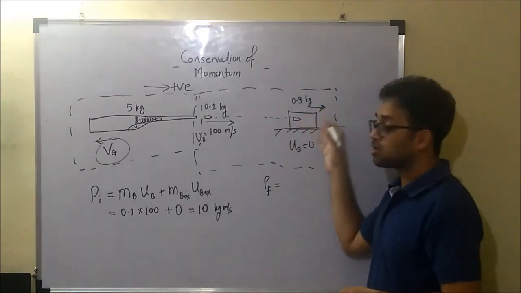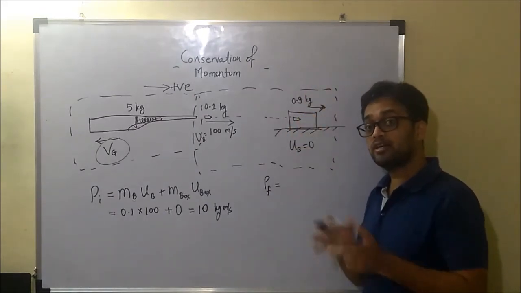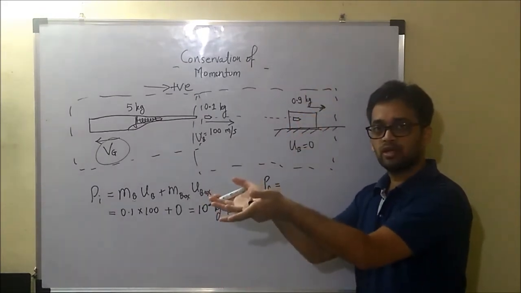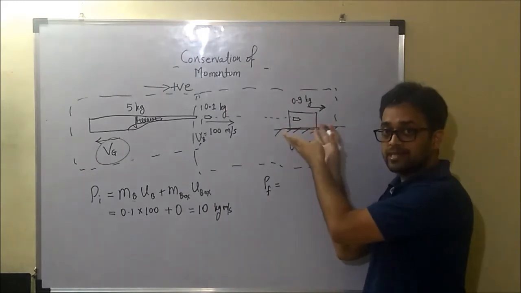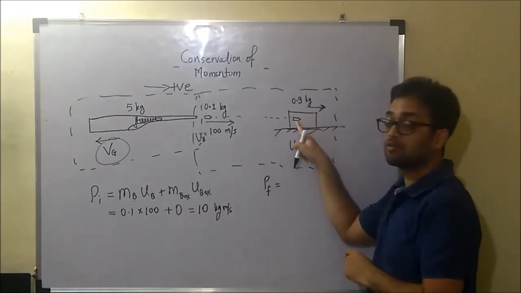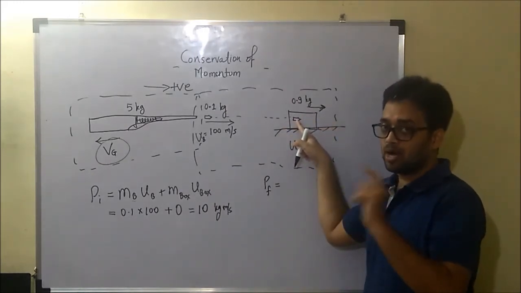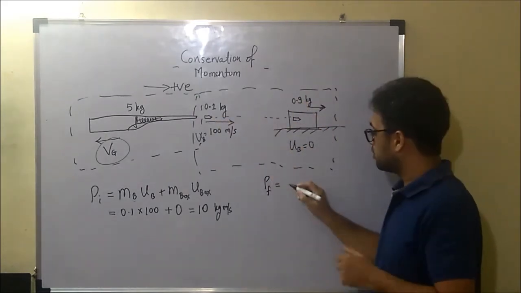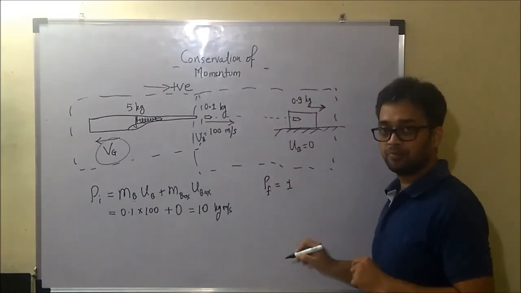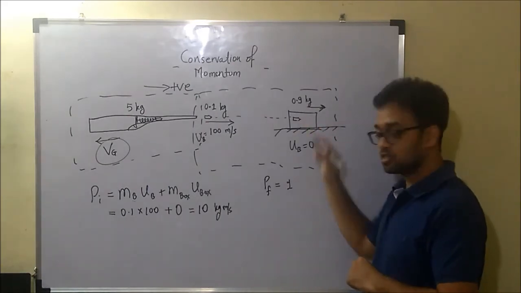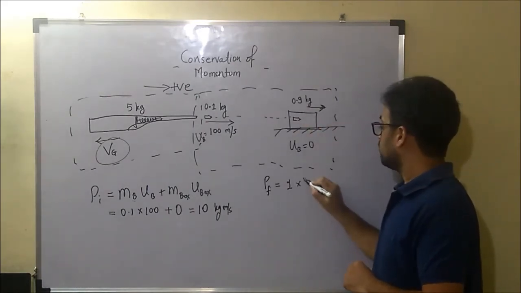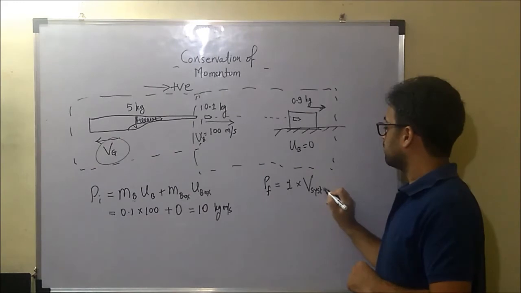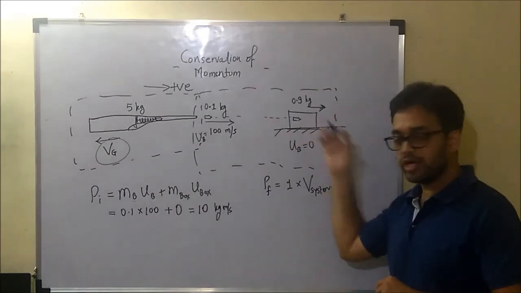Now, what is the mass of the system? The bullet and the box, they are together moving. So I can take the entire thing as a system. How much is the mass? It is equal to mass of the bullet plus the mass of the box, which is 0.9 kilogram plus 0.1 kilogram, which makes it 1 kilogram, the mass of the entire system, into how much is the velocity of the system. That is not known. We have to find it.